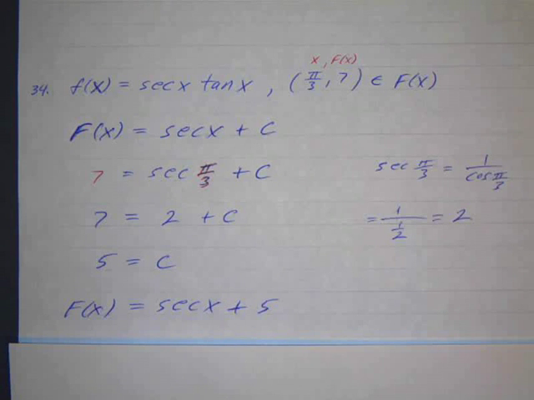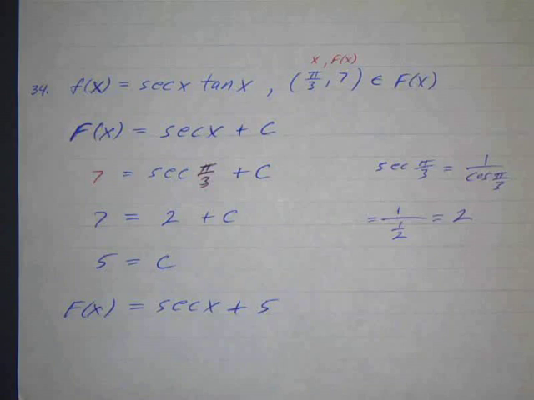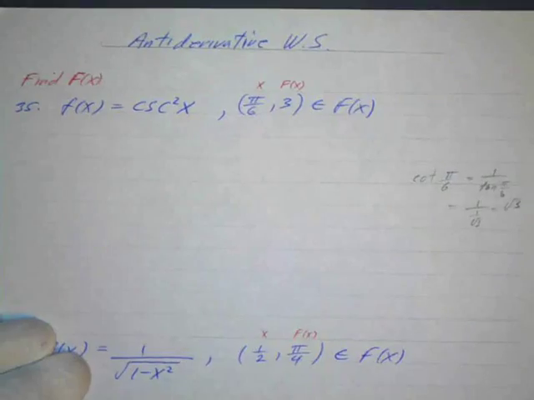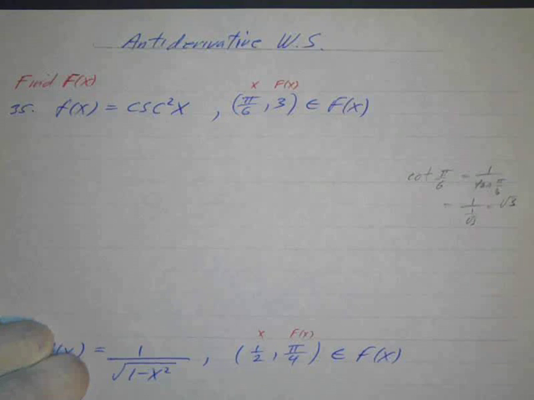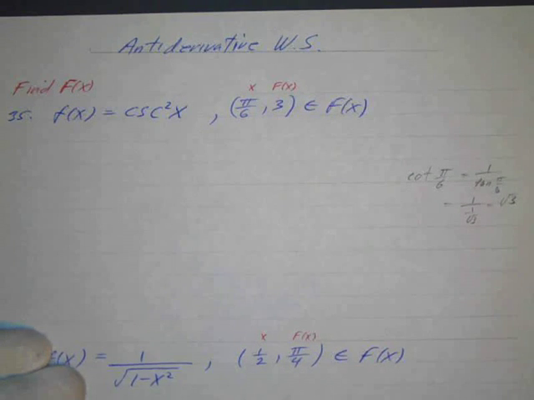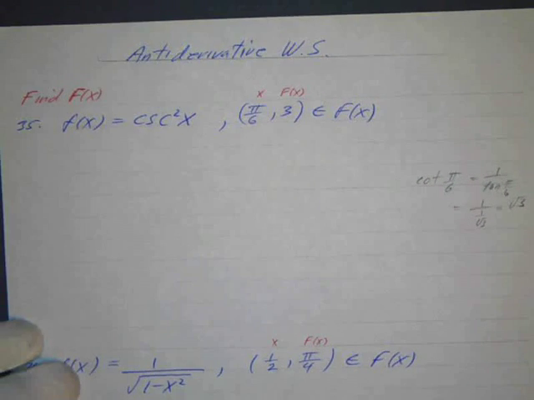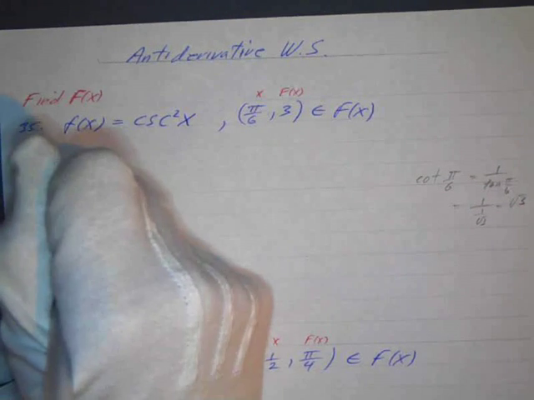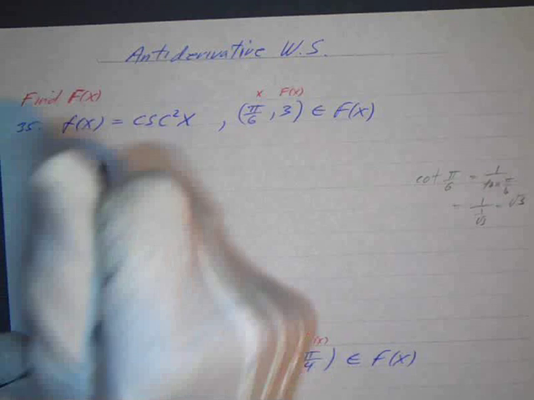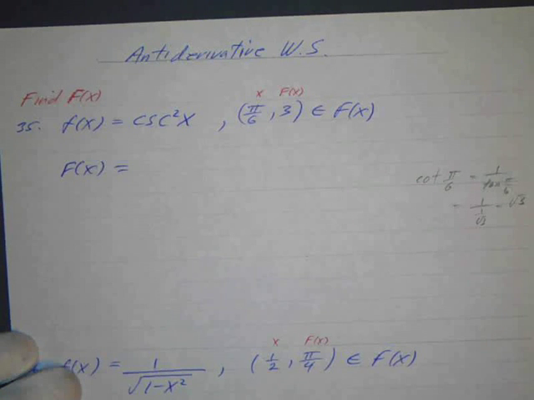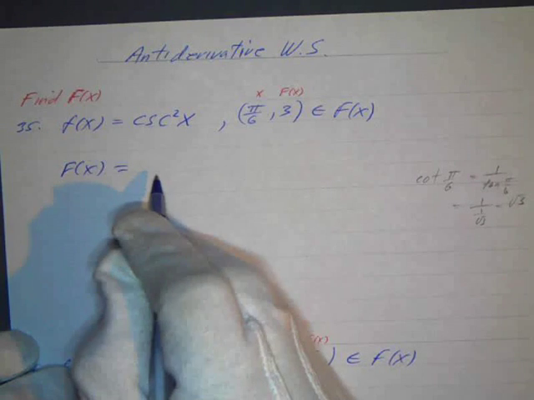Okay, and then number 35. Cosecant squared, and this is another derivative formula. The antiderivative of the cosecant squared, well, the derivative of the cotangent is the cosecant squared, but only with a negative, because the derivative of the cotangent is negative cosecant squared.